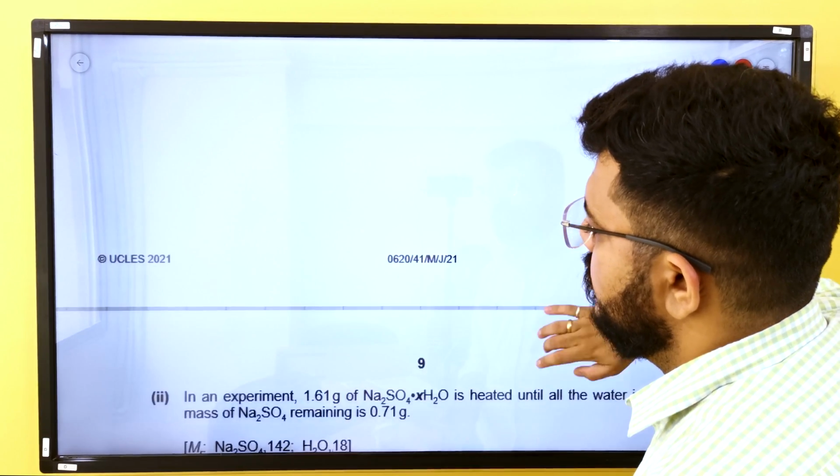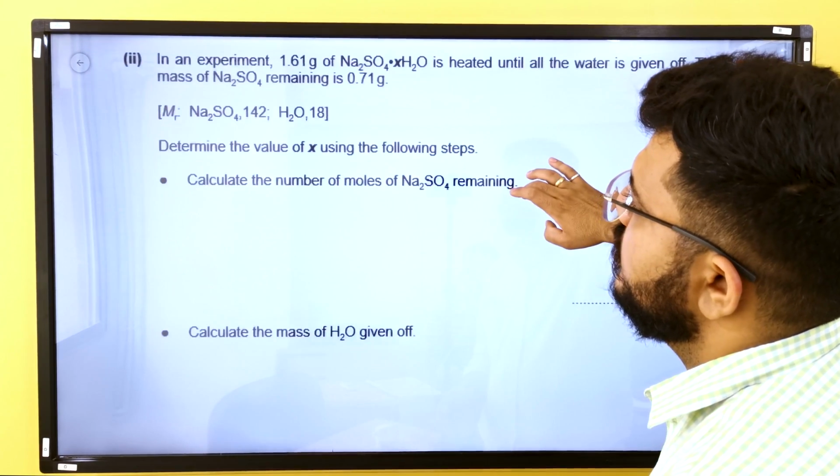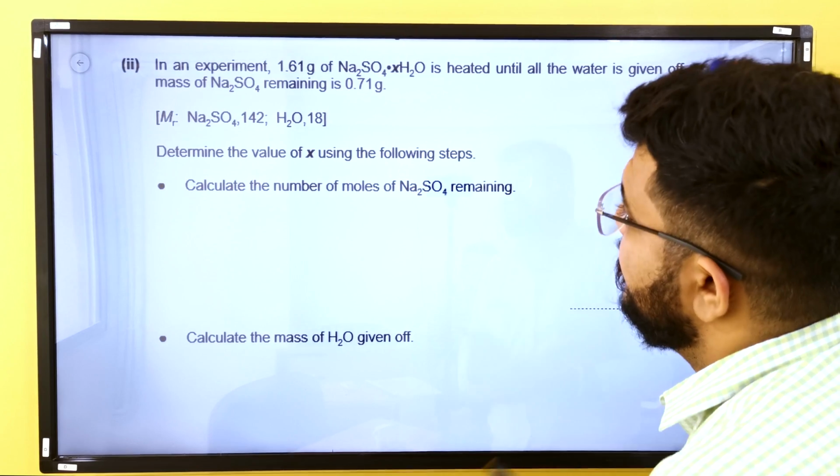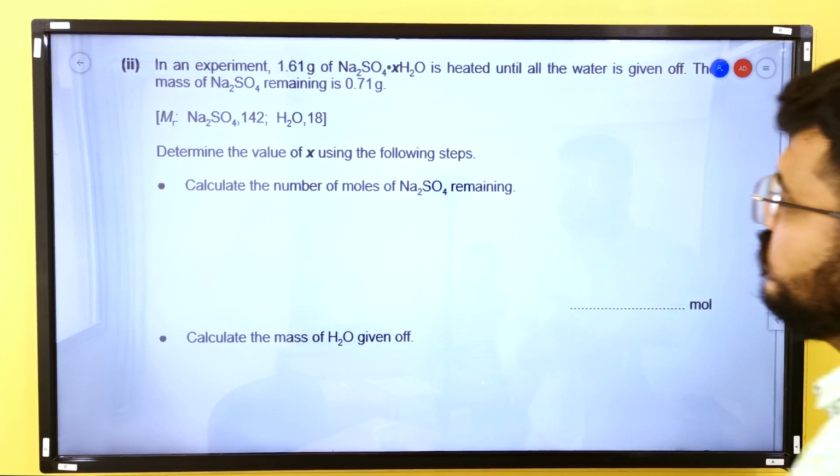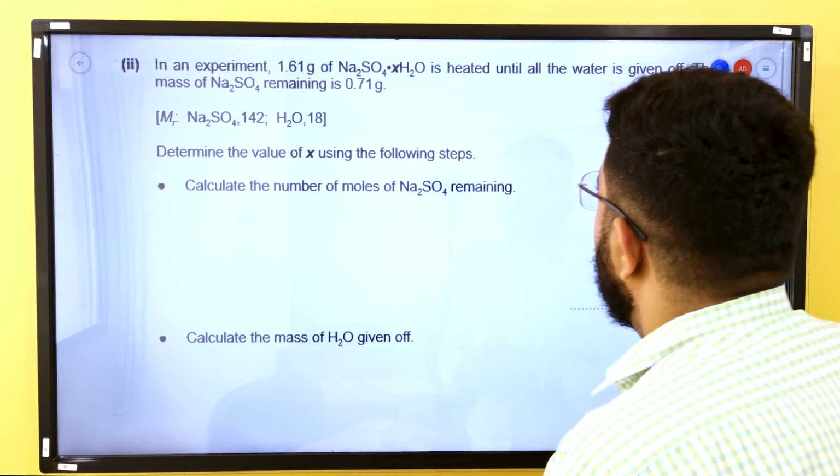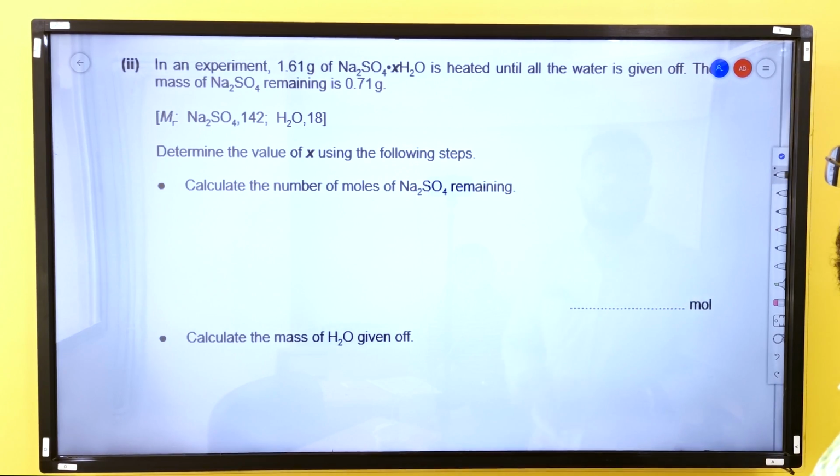Okay, next question do we have? Yes, question number 2. In an experiment, 1.61 gram of sodium sulfate·xH2O is heated until all the water is given off.